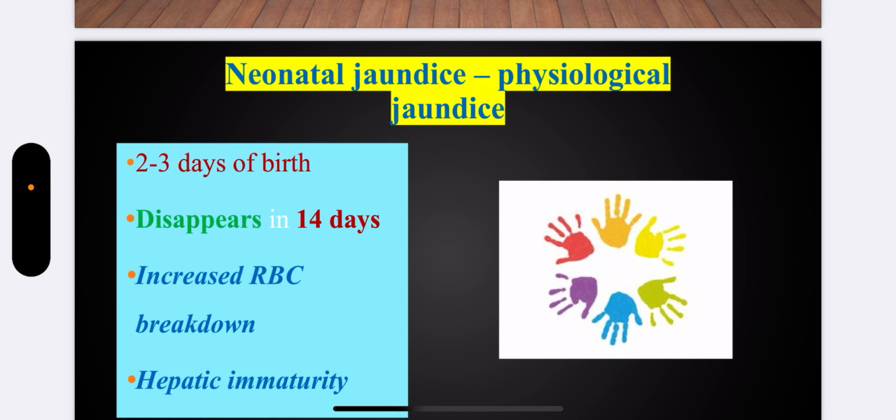Before the birth of the baby, bilirubin is mostly removed via the placenta and to a lesser extent by the liver, but immediately after birth, the liver has to remove all the bilirubin, and if there is hepatic immaturity, it can result in physiological jaundice.